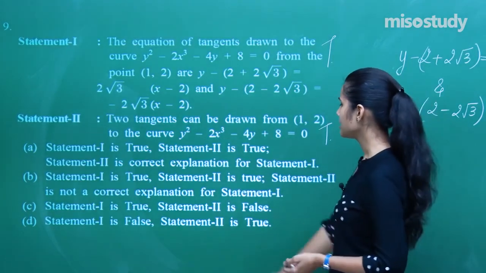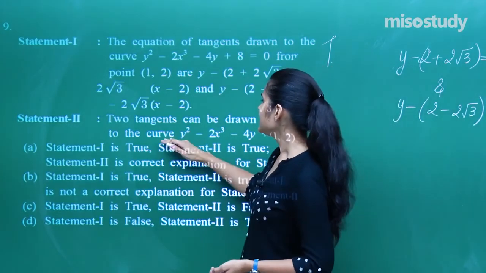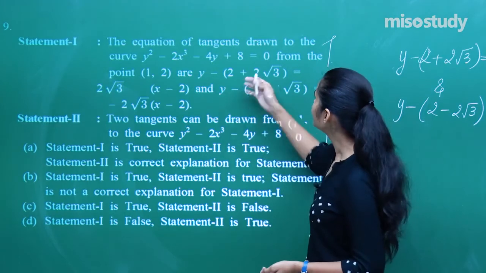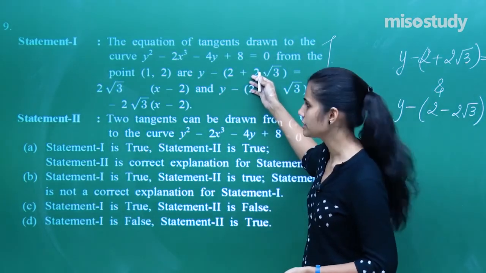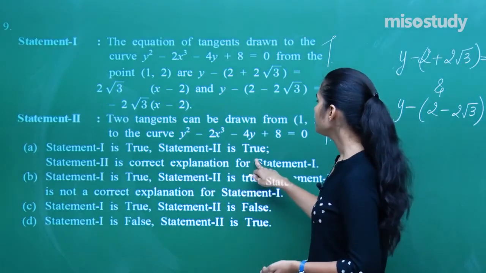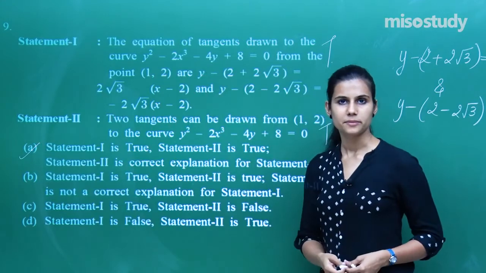Both the statements are true. Statement 1 is true and statement 2 is true. I can say statement 2 is true. It is giving you that two tangents can be drawn, and here it is giving you the equation of the two tangents. So I can say 2 is implying 1. So statement 1 is true, statement 2 is true, statement 2 is a correct explanation for statement 1.